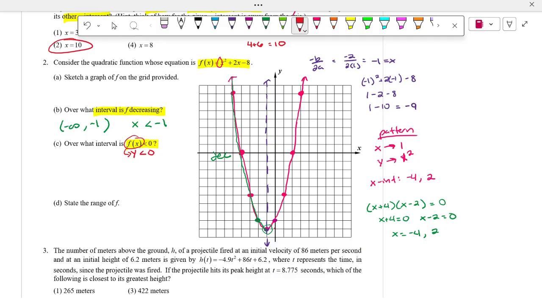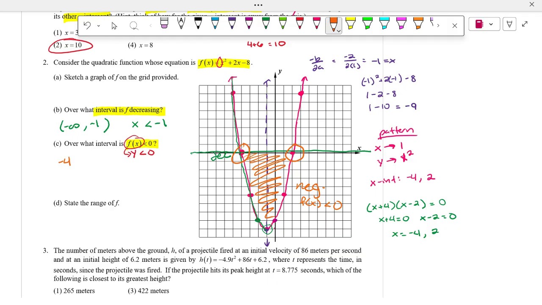Where would the y values being less than 0 be located? It's located below the x-axis. That's what I'm getting at. So everything down here is your negative interval. That's when f of x is less than 0. Now, what are our two boundaries? The x-intercepts are your boundaries. So where does it start going negative? At -4.